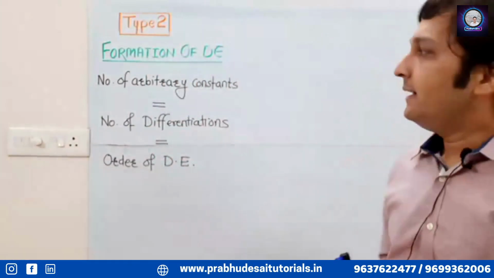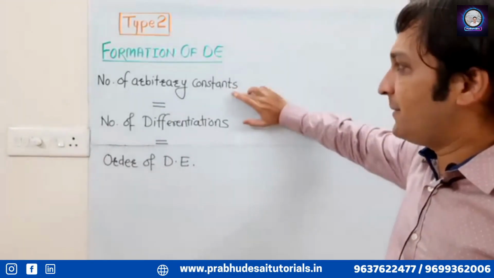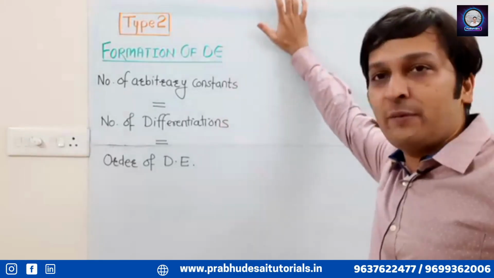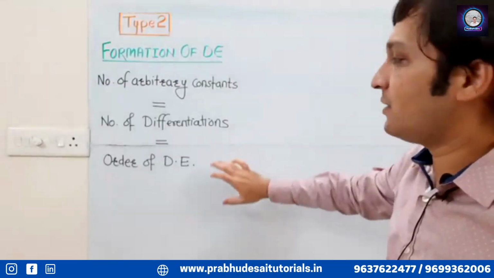म्हणजे काय? जेवढे arbitrary constants तेवढे derivatives घ्यायचे. The number of arbitrary constants is equal to number of derivatives taken is equal to order of differential equation. So, जेवढे arbitrary constants तेवढे derivative घ्या आणि तेवढेच ऑर्डर असेल त्याची.